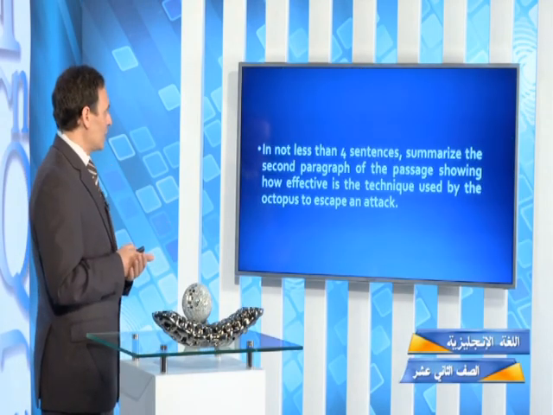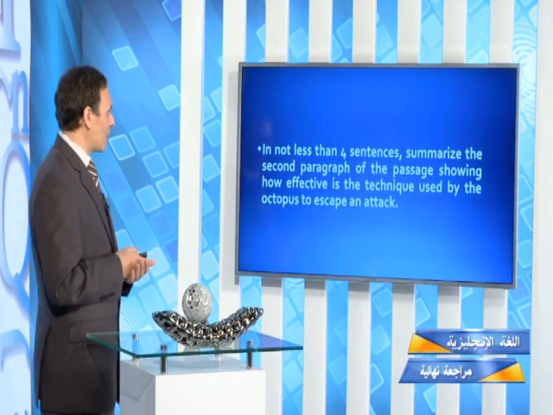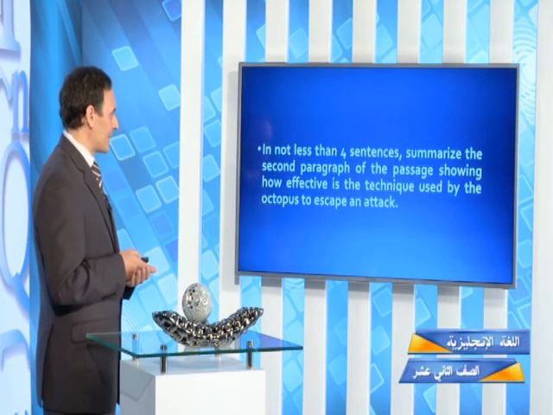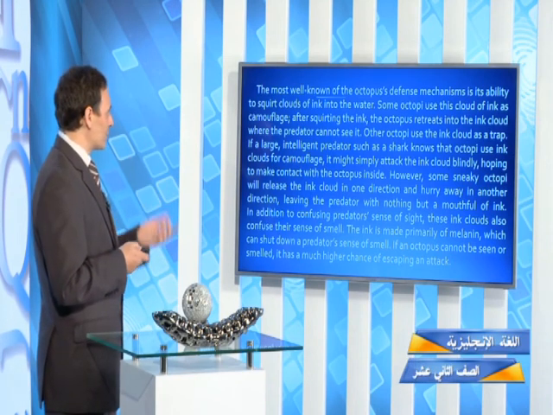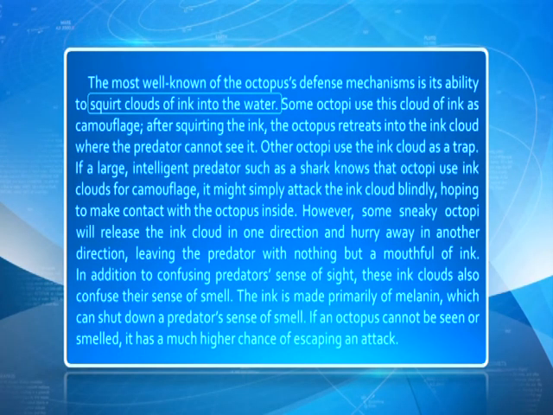The question is, in not less than 4 sentences, summarize the second paragraph of the passage showing how good is the technique used by the octopus to escape an attack. Here is the paragraph. You need to sum it up. So notice here that we find this piece of information that says that the octopus squirts clouds of ink into the water. And they use this as a camouflage. Also, other octopi use the ink cloud as a trap. And also they use it to confuse the sense of smell of their enemies.